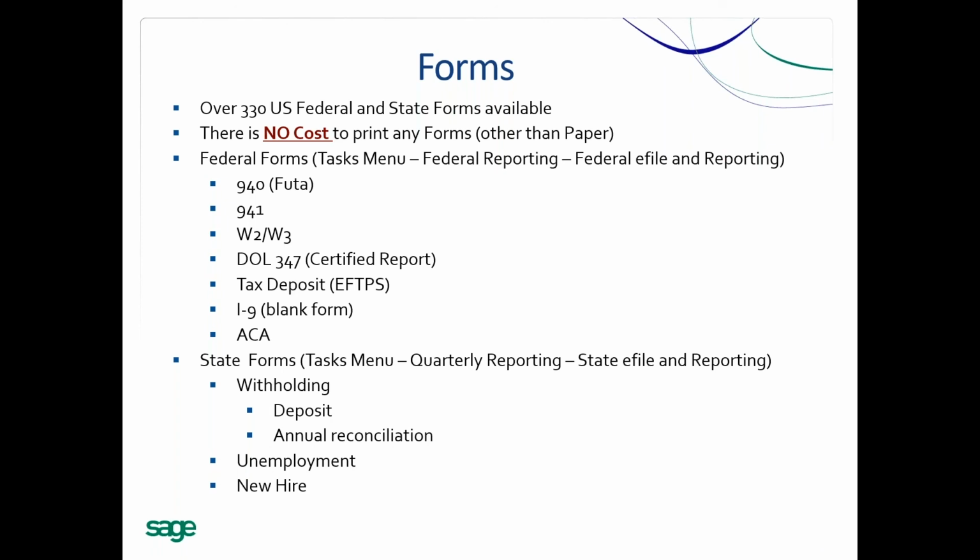You can even do your tax deposits through Aatrix and have them, if you've got your bank information set up, they can actually make your tax deposits for you. And also your ACA forms are there as well. And then your state forms: withholdings, again, deposit forms, unemployment, new hire forms. So a whole list, treasure trove of reports that Aatrix provides as part of the Sage payroll.